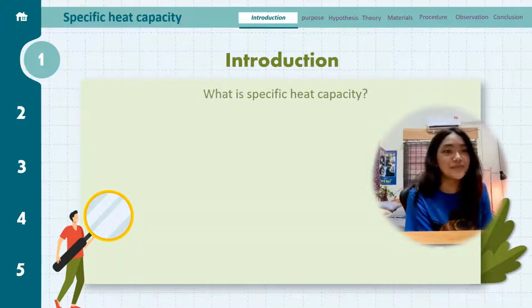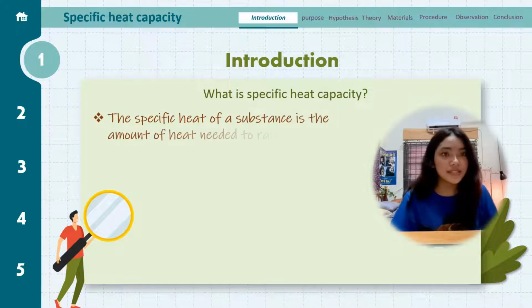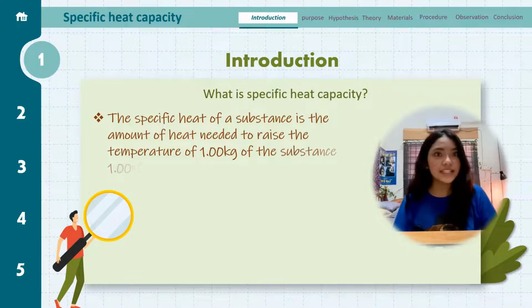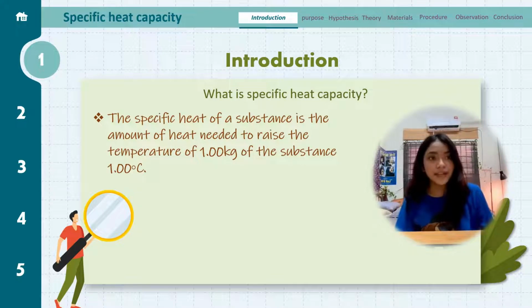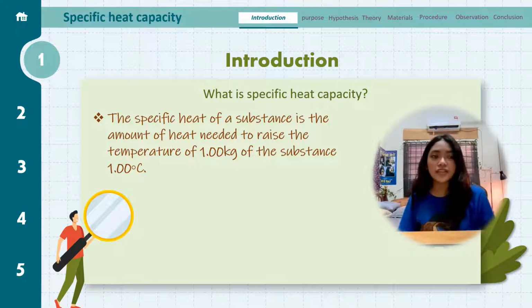So, what is meant by specific heat capacity? The specific heat of a substance is the amount of heat needed to raise the temperature of 1 kilogram of the substance by 1 degree Celsius. In the SI system, water has a specific heat of 4,184 joules per kilogram degree Celsius, which is a large value compared to the other substances.